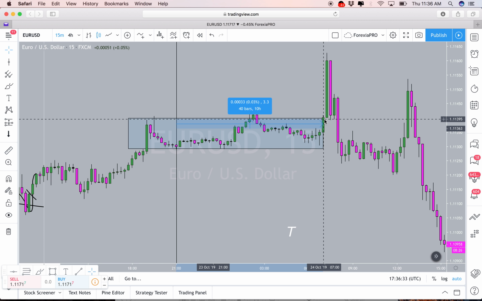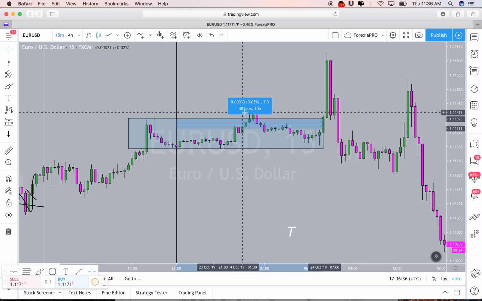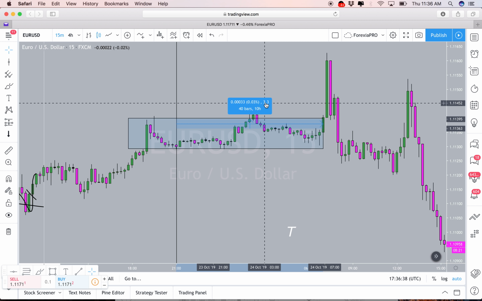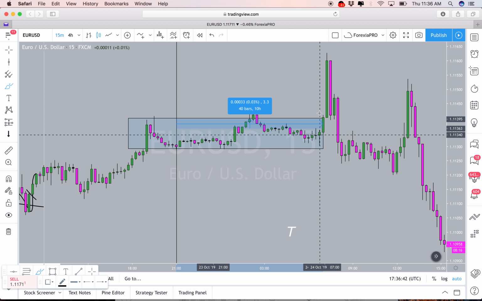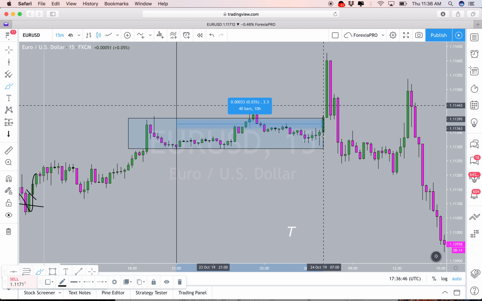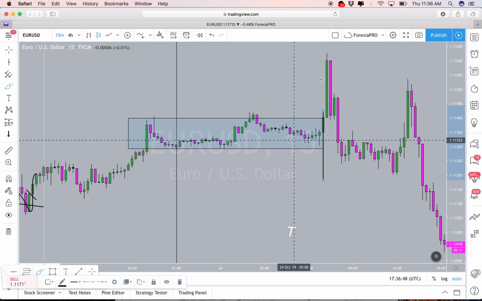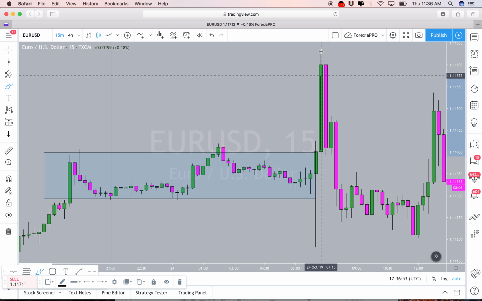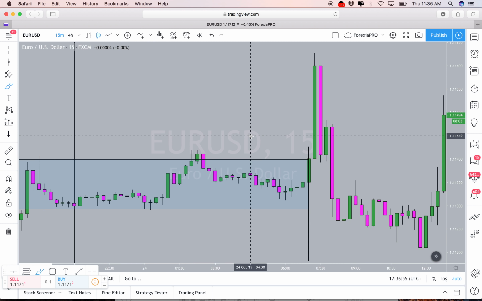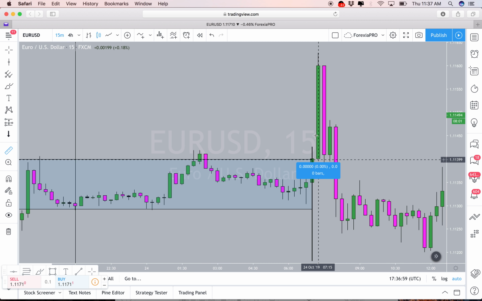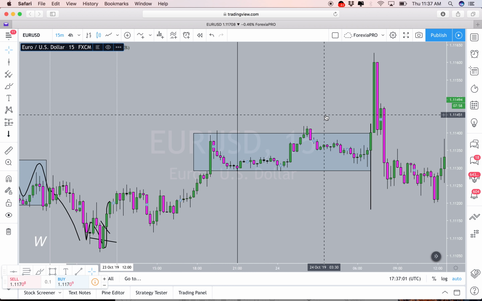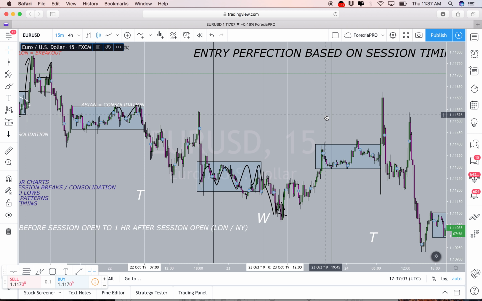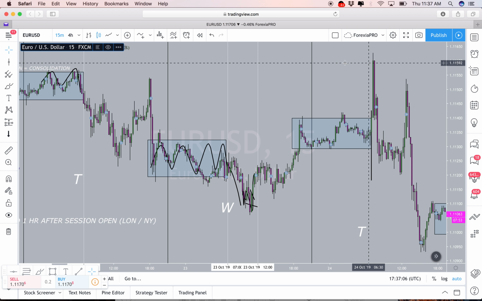Okay, right here, exactly 10 hours, 40 15-minute candlesticks, 10 hours after the session marker here, we have London session open exactly at this candlestick. Exactly one candlestick later, we have a massive candlestick breakout to the high of the day and the high of the previous day and the previous day.